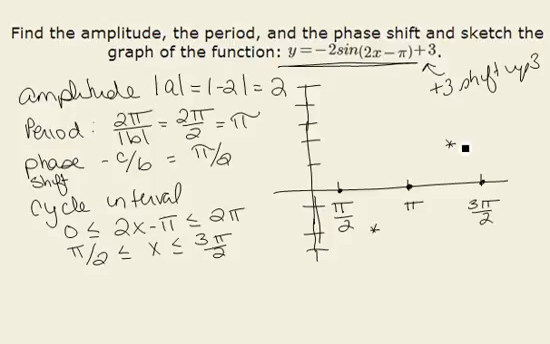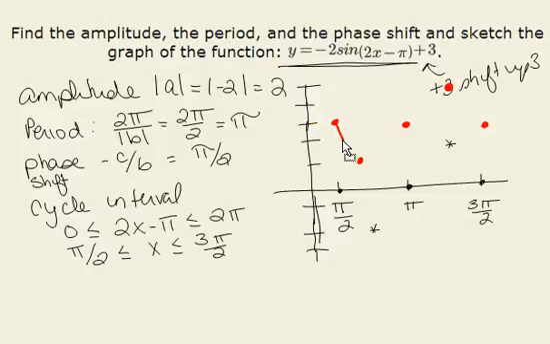Now that I have those 5 critical points, I am ready to sketch the graph by shifting those points up 3 units. Therefore, each one of my average values, or my x-intercepts, would move up 3 units, giving us an average value for the function of 3. Our minimum value would also shift up 3 units, giving us a new minimum value of a positive 1, and our maximum value that was at 2 is now going to shift up to 5.